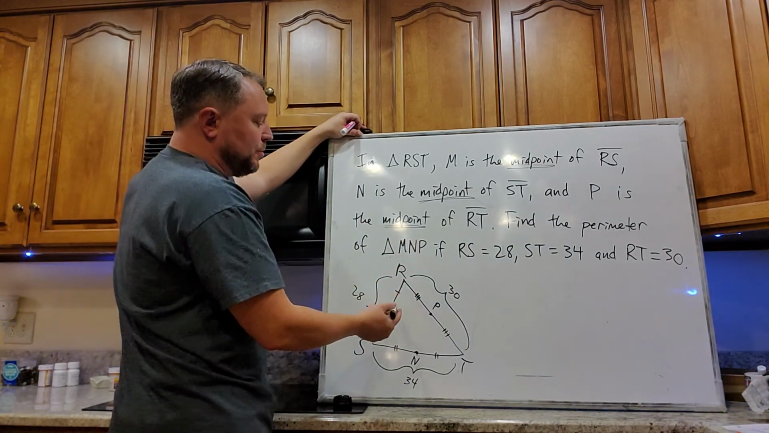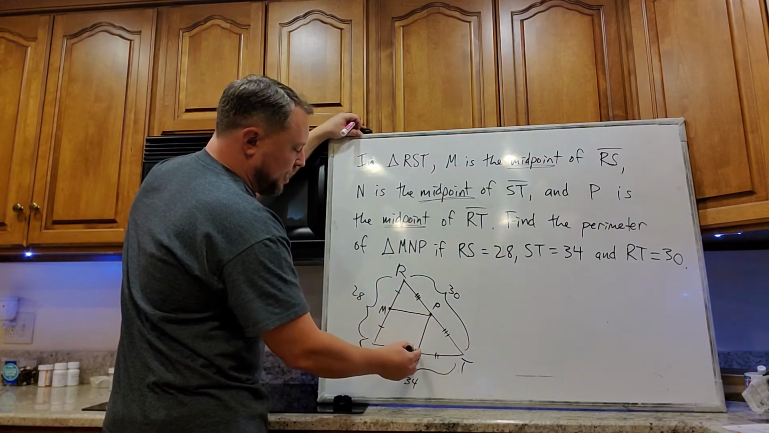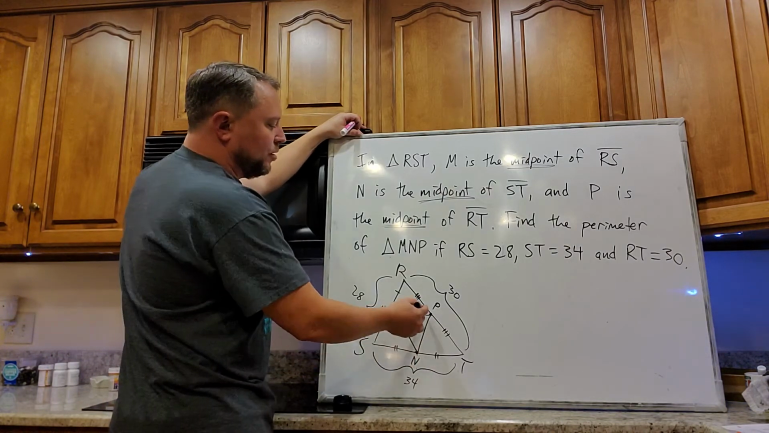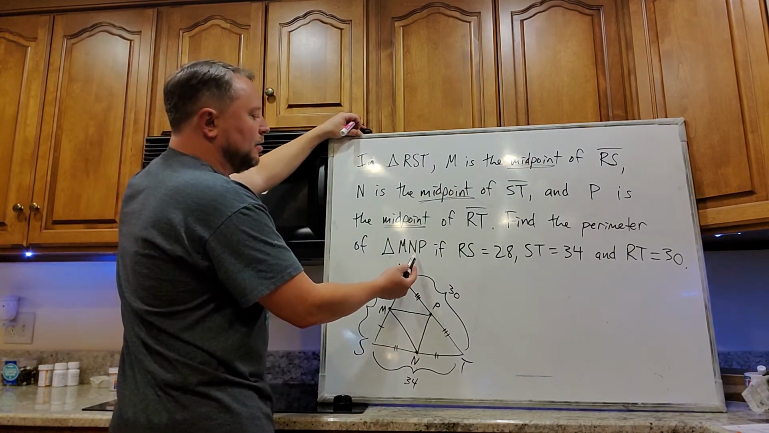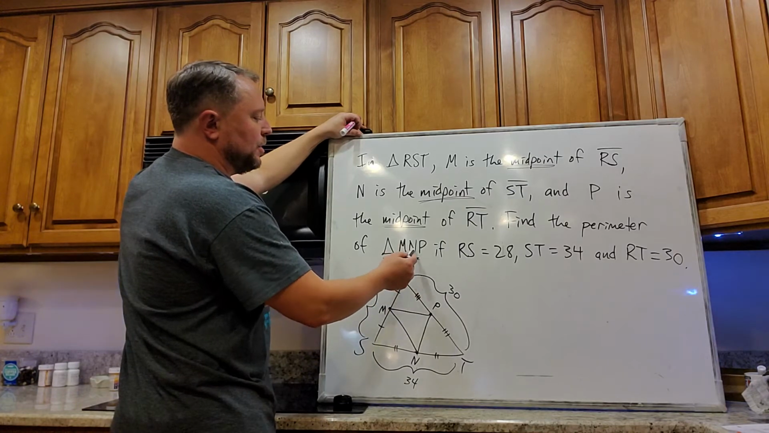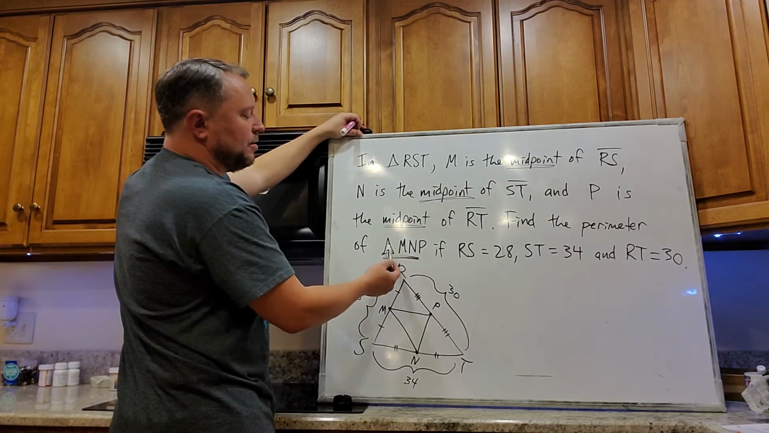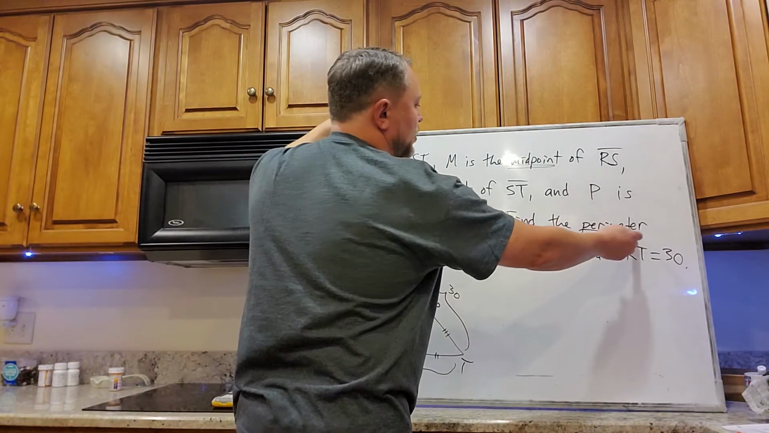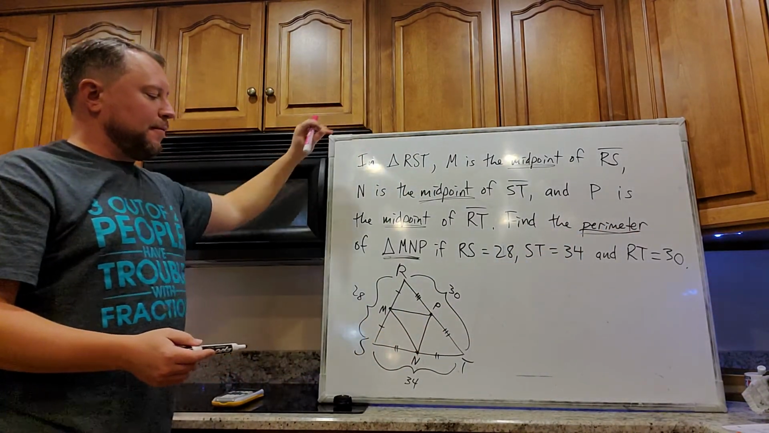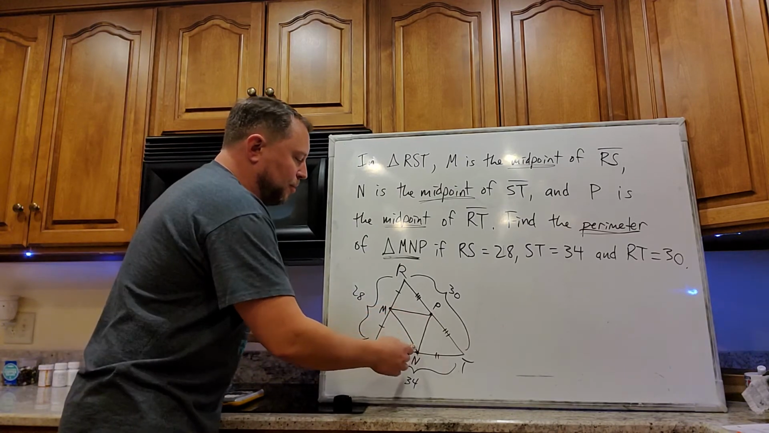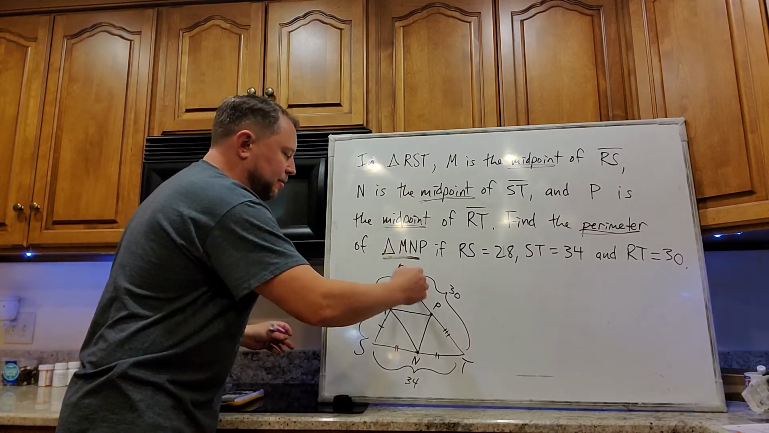Now if we join those midpoints, M, P, and N, notice they make another little triangle in here. And what do you know? M, P, and N are the same triangle that they want us to find the perimeter of. So they want to know the perimeter of that little triangle inside of the bigger one.